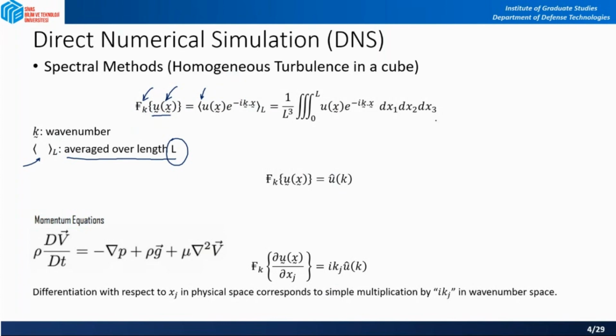So the mathematical formula of this average: okay, we have a cube. So the average over a cube is the integration over L cubed, right? You want to average it, so 1 over L cubed times this integral. This is a triple integration, meaning that you have to integrate along all three directions, dx1, dx2, and dx3, of your velocity times e to the minus i k dot x.